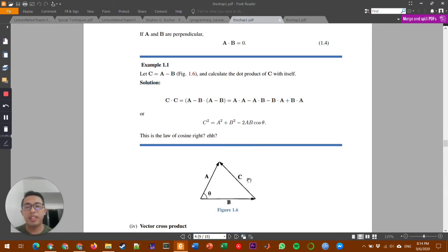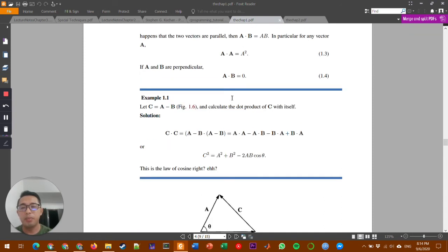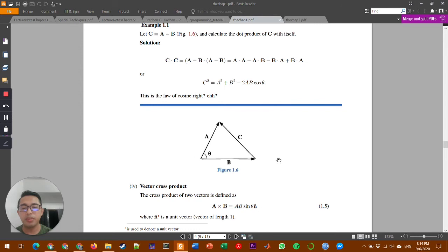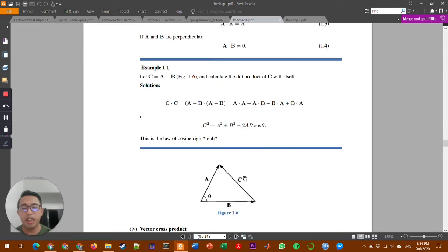So let's have an example. So let's take a look at this. Let's see A minus B. So asa mo ni ang kani siya nga figure 1.6. So ang C daw it's A minus B, and calculate the dot product of C with itself. Okay. Let's take a look. So C dot C, okay?